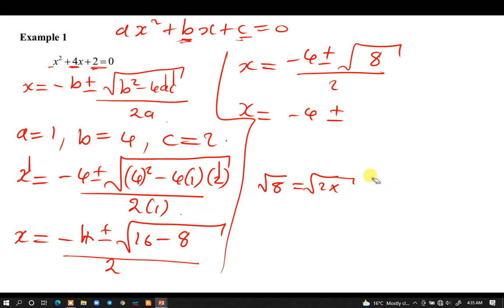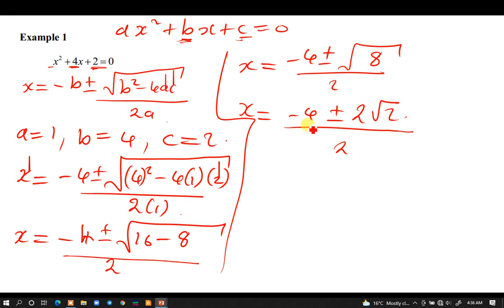So we put 2 root 2 there, then everything divided by 2. So we can divide 2 into 4 there. We have x is equal to 2 into negative 4, that's negative 2. Then we have plus or minus 2 into 2, that's the root of 2.